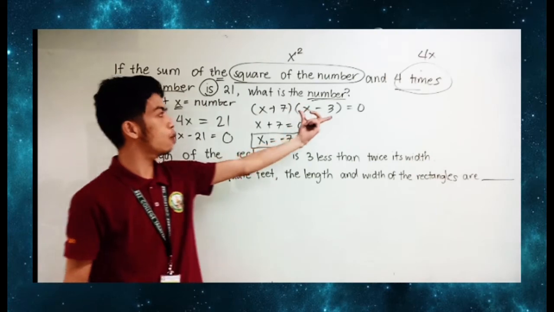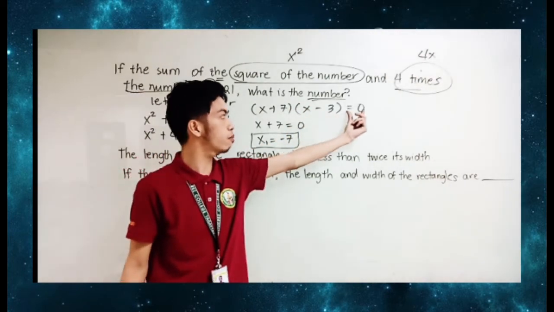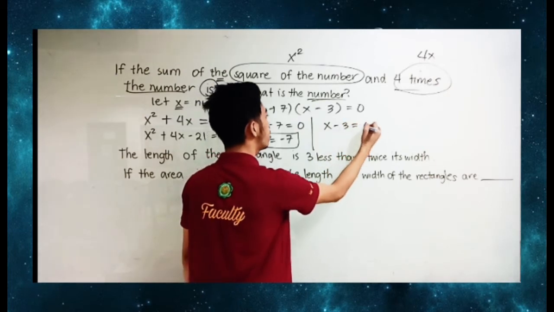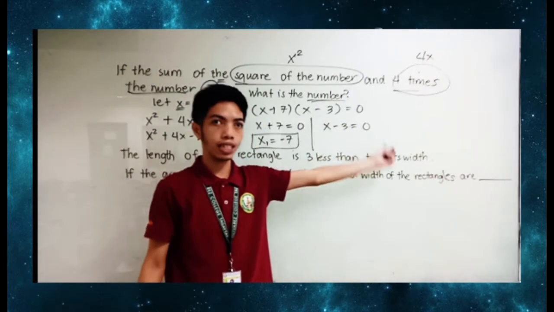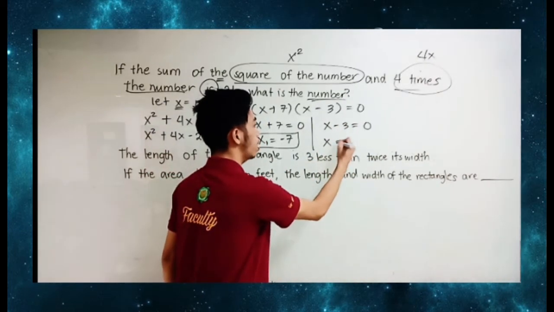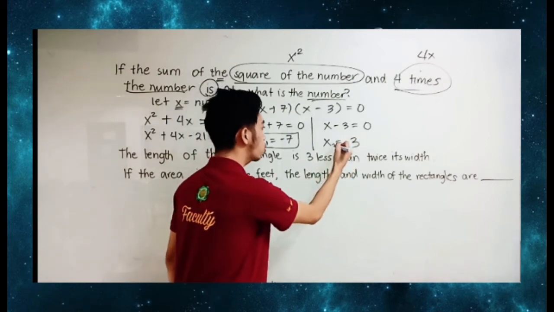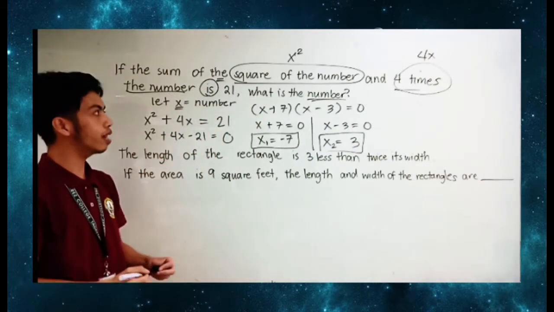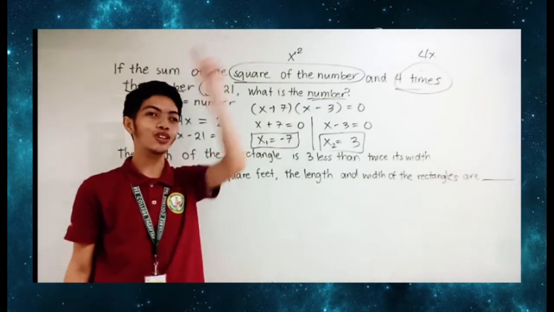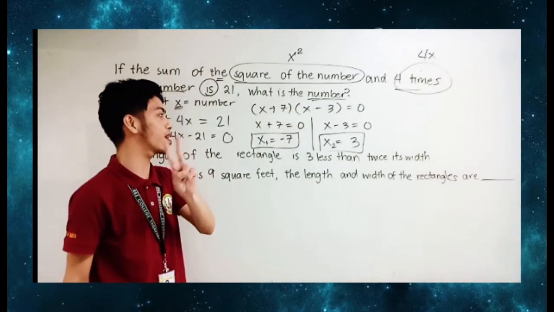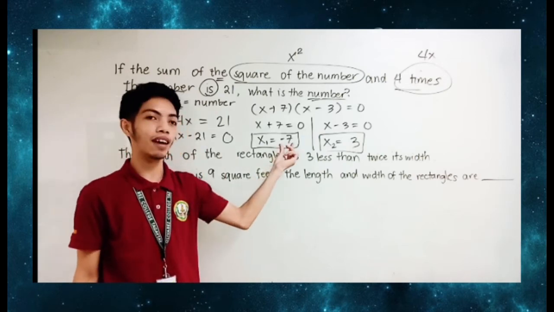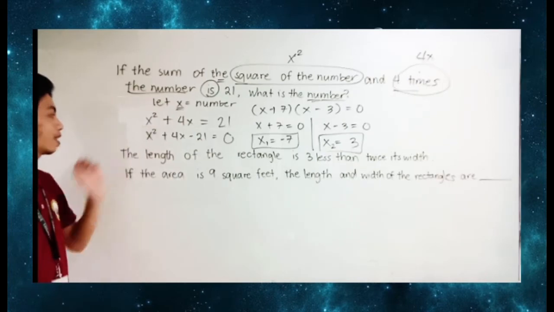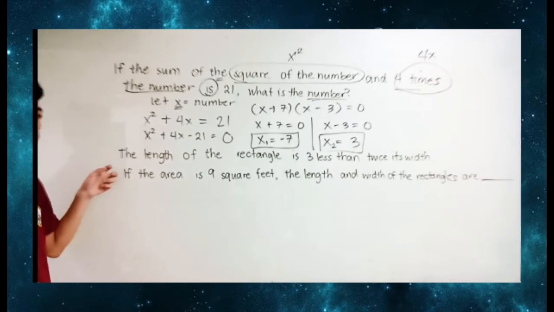Okay. Ngayon, yung pangalawang factor, ganun din yung gagawin mo. Equate mo sa 0. So, you have x minus 3 equals 0. Ilipat si negative 3 sa kanan. So, you have x is equal to positive 3. So, you have x sub 2 equals positive 3. Okay. So, nasagot na yung tanong na what is the number? So, there are two numbers na pwede maging possible value ng x. We have negative 7 and we have positive 3. Okay. Let's have the next one.